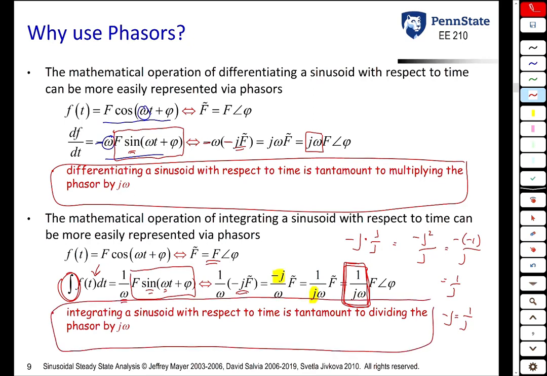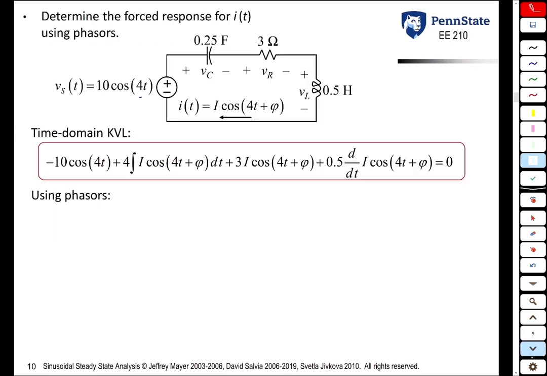So the two important results here, as we'll see on the next page in an example: differentiating in the time domain is multiplying by j omega in the phasor domain. Integrating in the time domain is dividing by j omega in the phasor domain. So let's revisit this problem we looked at before.